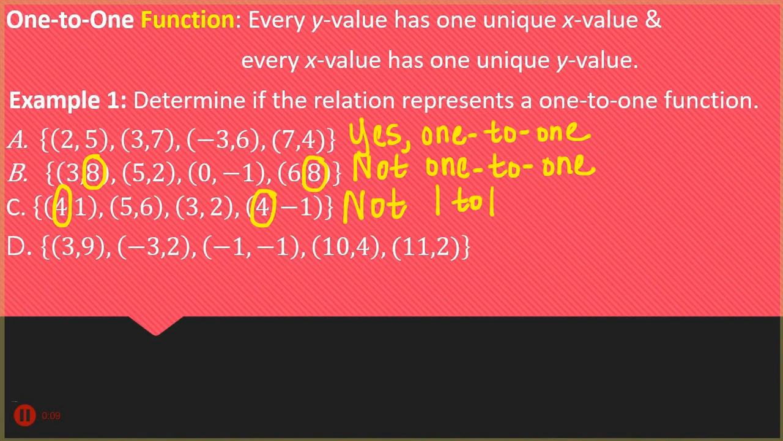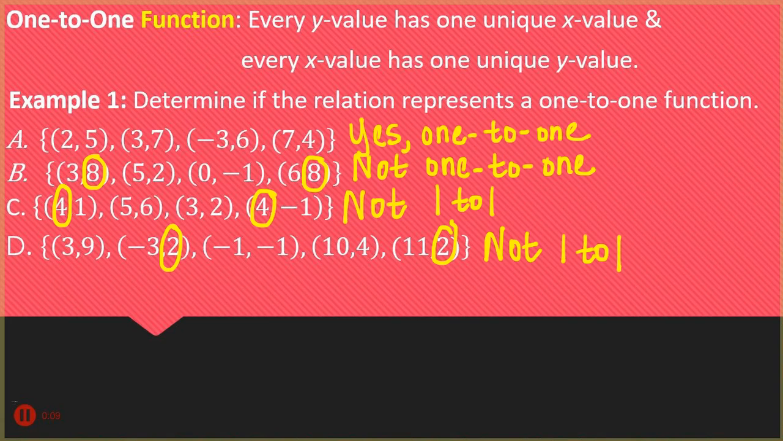And our last one, question D, do we see any repeats? And I do. I see that 2 is repeated in the y value. So the answer again is no. This is not one-to-one. And that is the definition of one-to-one.